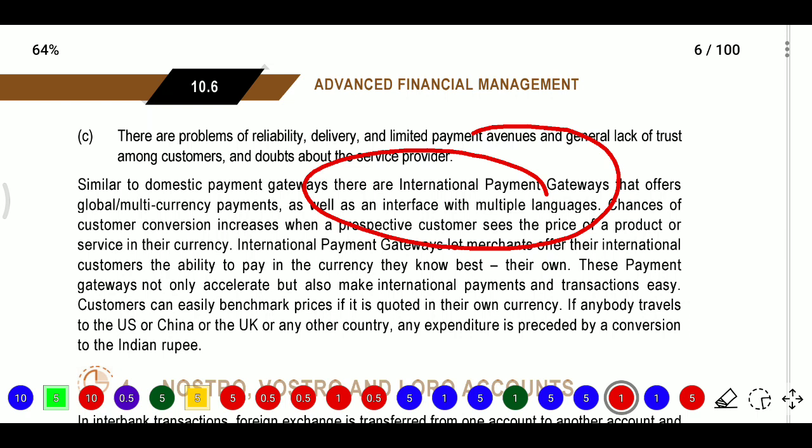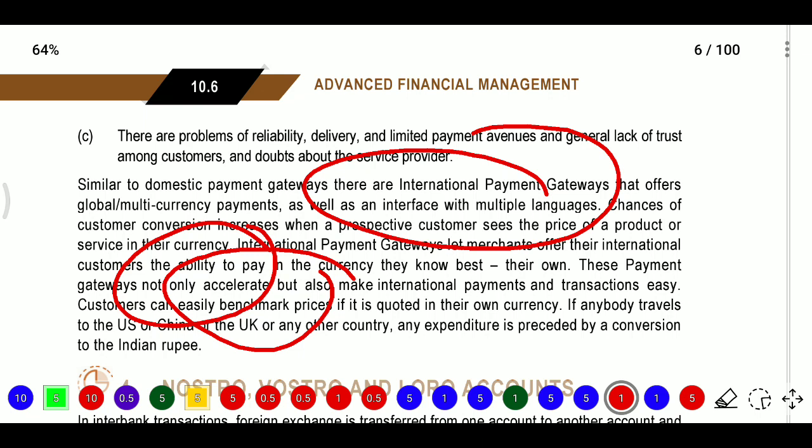An international payment gateway lets merchants offer their international customers the ability to pay in the currency they know best, their own. Payment gateways not only accumulate but also make international payments and transactions easy. Here the customer can easily benchmark the price. Benchmark price means one standard price, quoted in their own currency.